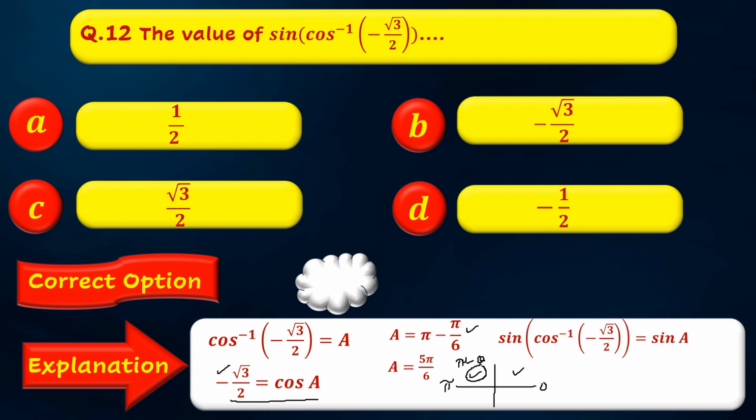Therefore, the value of sine of cos inverse minus square root of 3 by 2 is equal to sine of a. Now we replace the value of a by 5 pi by 6, and we get the expression to be sine 5 pi by 6, and the value of sine 5 pi by 6 is equal to 1 by 2. Therefore, correct option is option A.